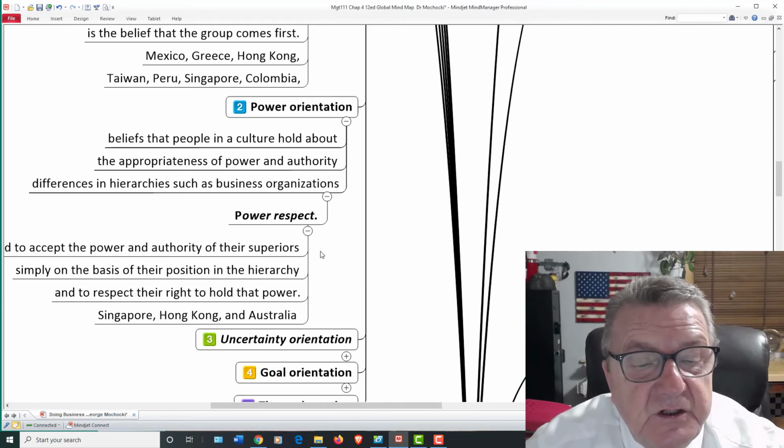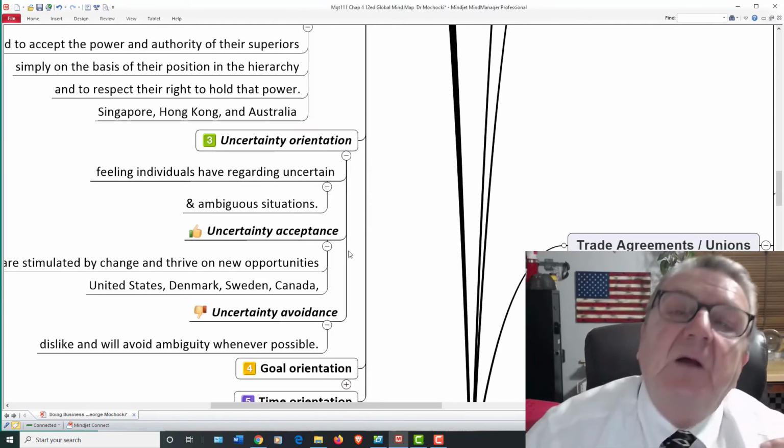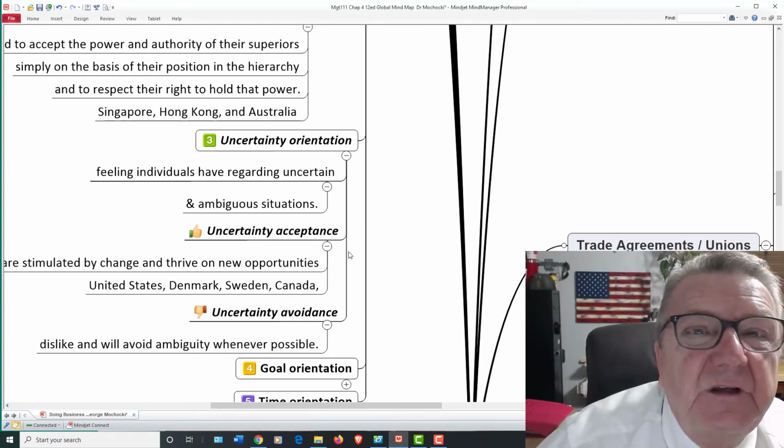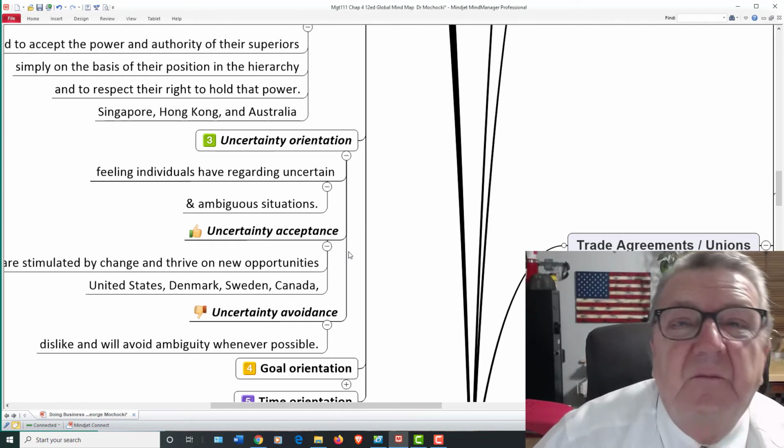Power orientation, power respect. Which country? And when I'm looking at power, it's not only the country. It's certain things and certain things. Some managers have more power, have more respect. Some individuals.